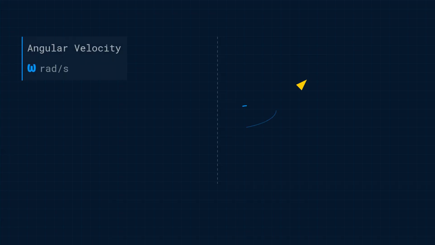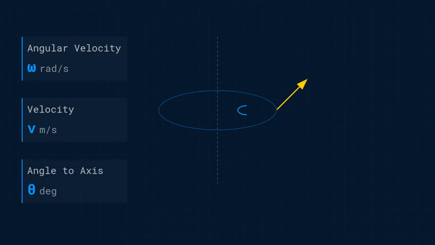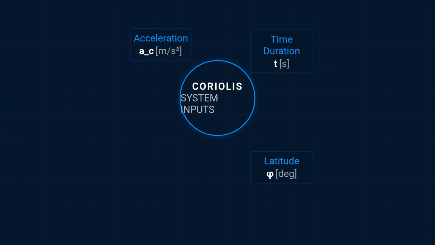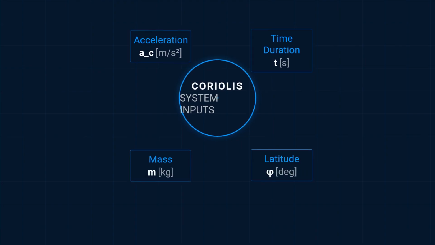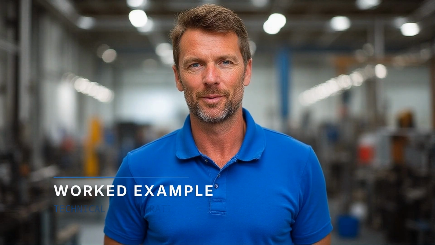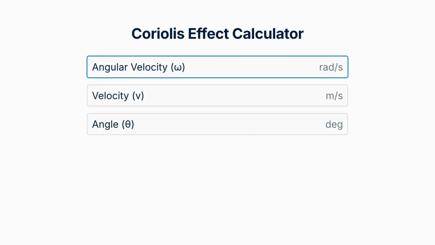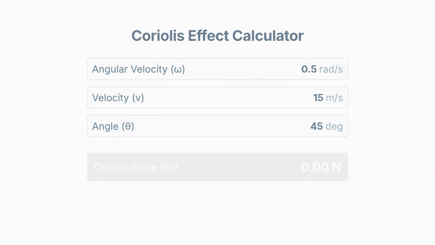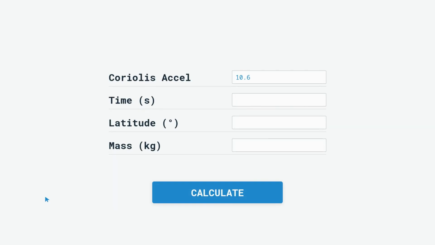The input fields are angular velocity omega in radians per second, velocity v in meters per second, angle to rotation axis theta in degrees, Coriolis acceleration in meters per second squared, time duration t in seconds, latitude in degrees, and mass m in kilograms. Let's work through an example. I'll input angular velocity of 0.5, velocity of 15, angle to rotation axis of 45, Coriolis acceleration of 10.6, time duration of 10, latitude of 51.5, and mass of 50.